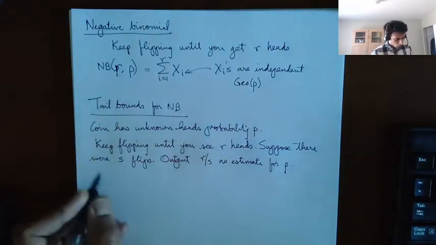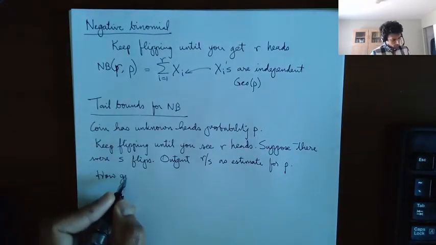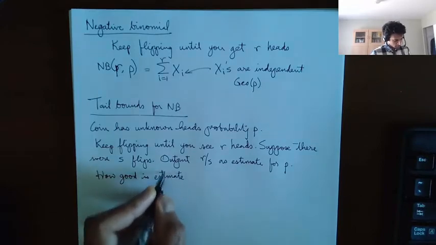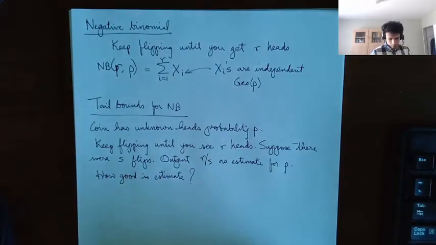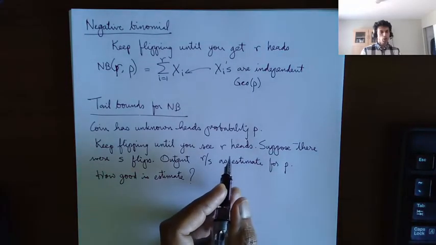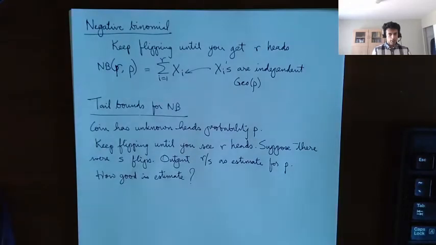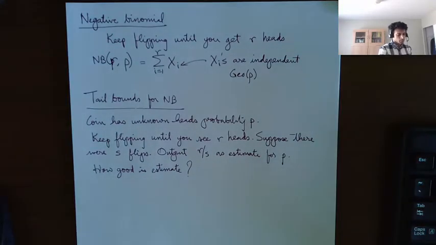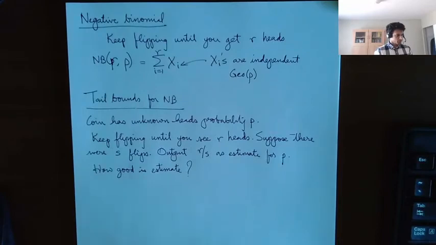So how good is the estimate? What should r be to get a good estimate for p? Any thoughts? Let's just think about it intuitively. How many heads do you need to see to get a good approximation?